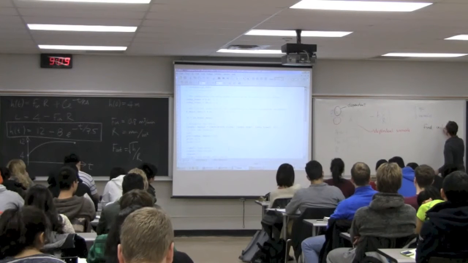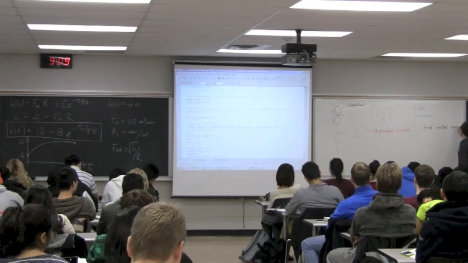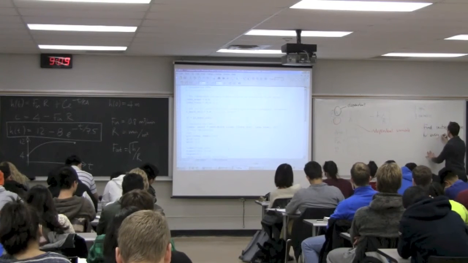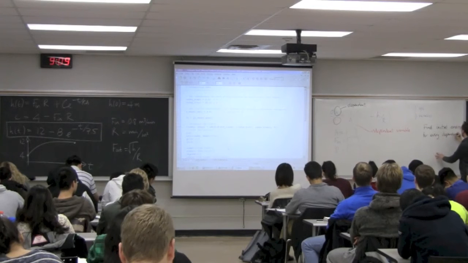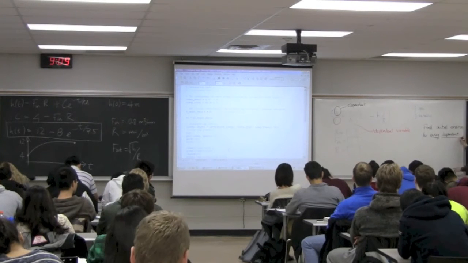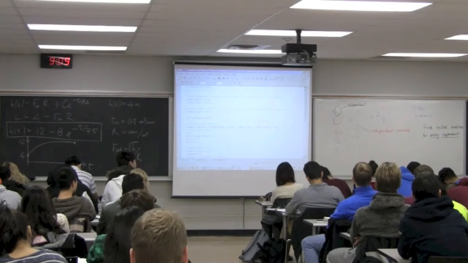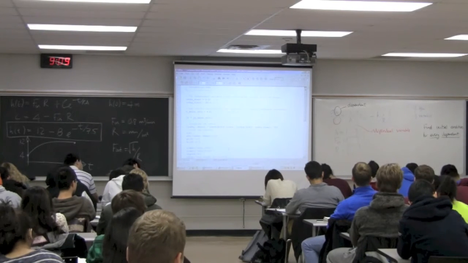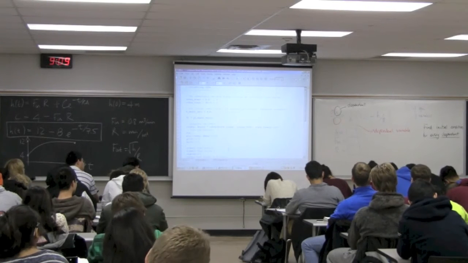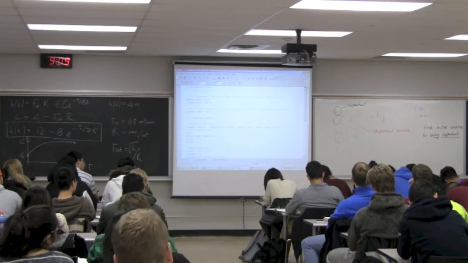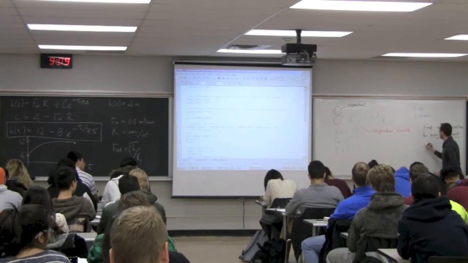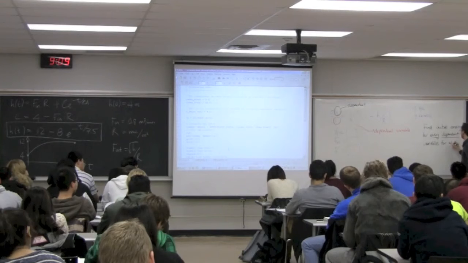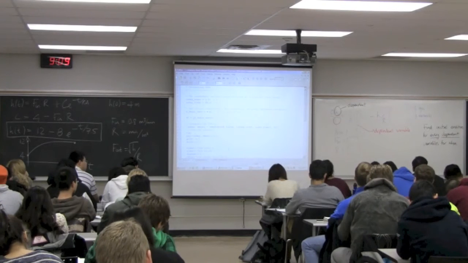Find initial conditions for every dependent variable. Okay, this is important, every dependent variable. It's trivial in this case if we only have one dependent variable. But in future cases, we're going to have 2 or 3. So we need an initial condition for every single one of those dependent variables for when our independent variable is equal to 0.